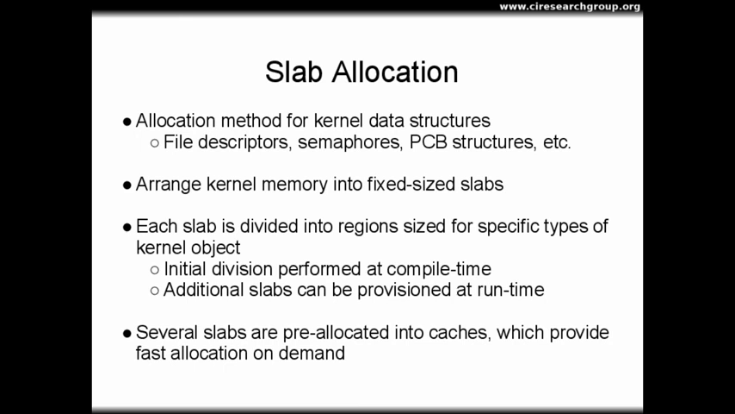Each slab is divided into regions sized for specific types of kernel objects, including file descriptors, semaphores, process control structures, and other internal data structures. Initial layout of these slabs is performed at compile time. At runtime, several of each of the different slab layouts are pre-allocated into caches. Whenever the kernel requires a new data structure, space for the data structure is simply taken from the slab cache. If the slab cache starts to run out of a certain slab layout, it automatically provisions extras.